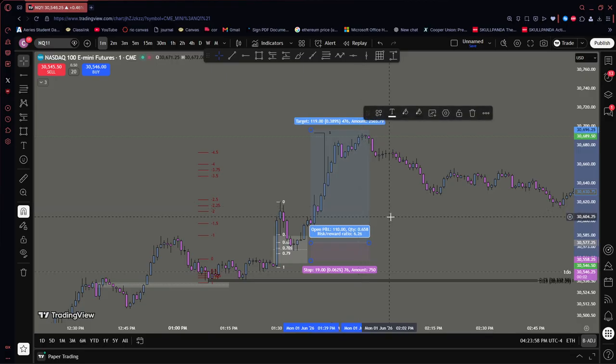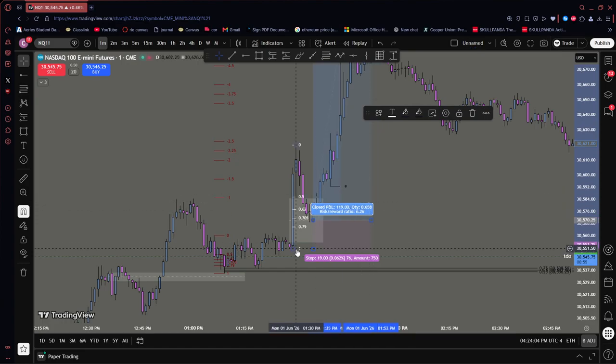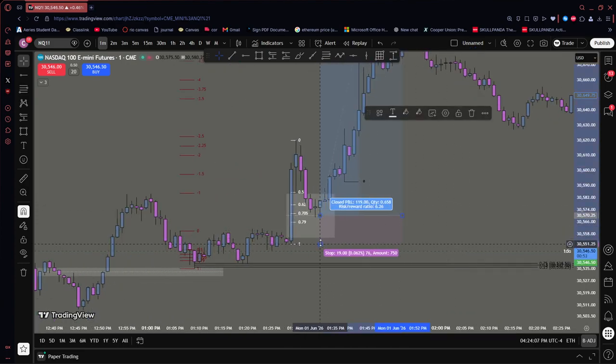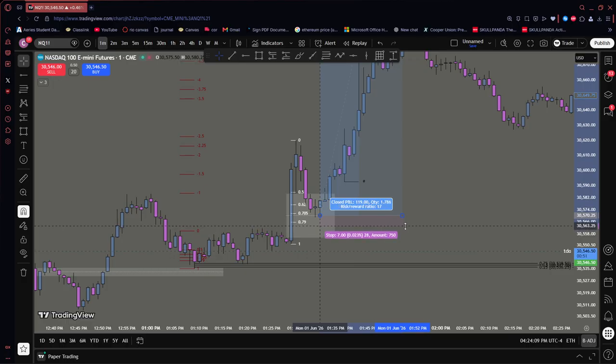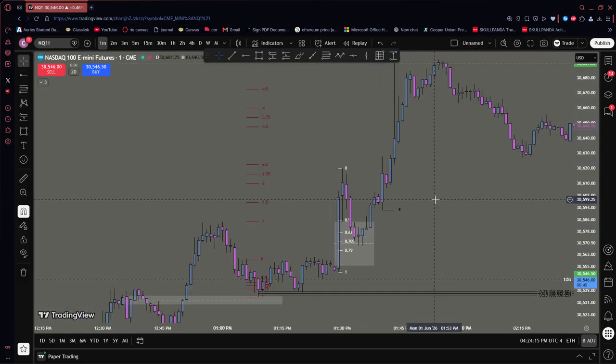Boom. And this stop is really conservative as well. You just put the stop at the low right here. Theoretically, my stop would have been a lot smaller, like 10 points or whatever, just to watch the market, watch how it reacts. So this is great.